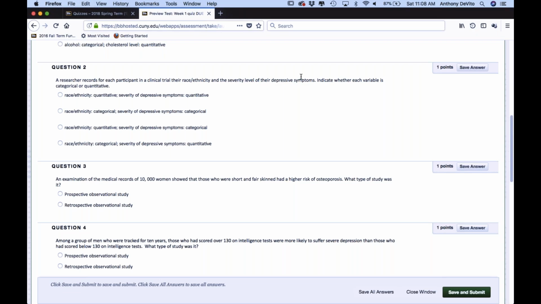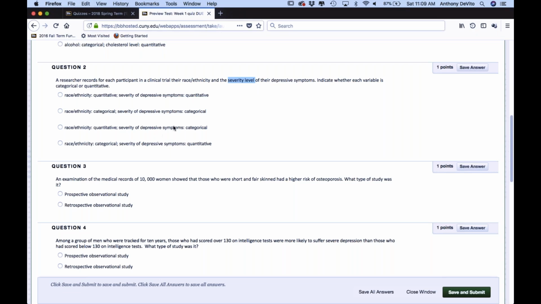Because it depends on the scale that they use. But most likely, mechanical quantitative. Well, we know that the severity is going to indicate that there's some order to it, right? So since there's some order to it, like one person has a higher level than another person, and so on and so forth, I would probably call that either quantitative or ordinal, right?